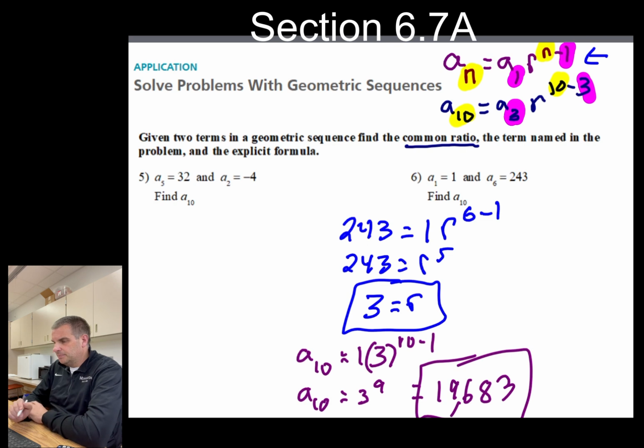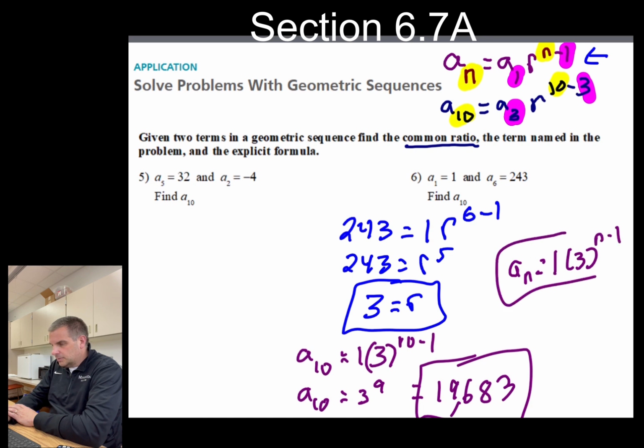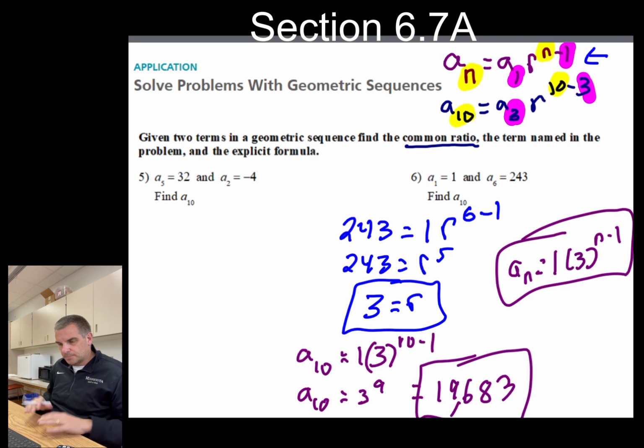That's our 10th term. The nice thing about this one is they gave us it already. So our formula, a sub n, is equal to 1 times 3 to the n minus 1. And there's those. Okay. So that was solving problems using geometric sequences to find the next term in the sequence.